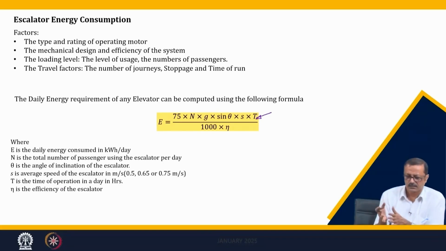and s sin theta, g, n, all these things are as we have discussed earlier. What is n? It is the total number of passengers using the escalator per day. So, all these things are there.